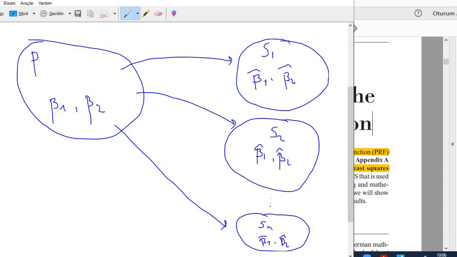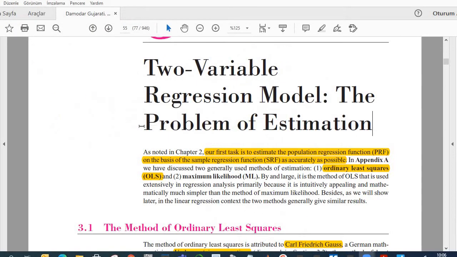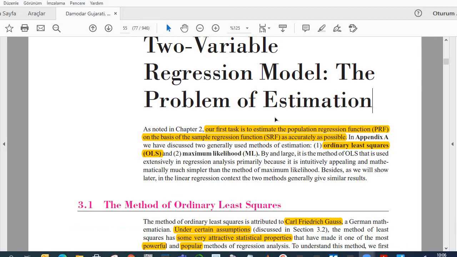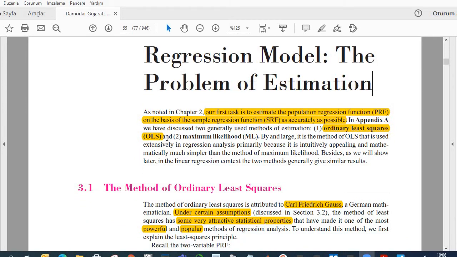So these are nearly similar kind of estimation. The estimation quantitative results are very similar to each other. So we will see how we estimate beta 1 and beta 2 in this chapter. So the name of the chapter is the problem of estimation. So what kind of a tool we can use while we are estimating beta 1 and beta 2? So the first important estimator is ordinary least square. For the more advanced estimator, we can see maximum likelihood estimation.